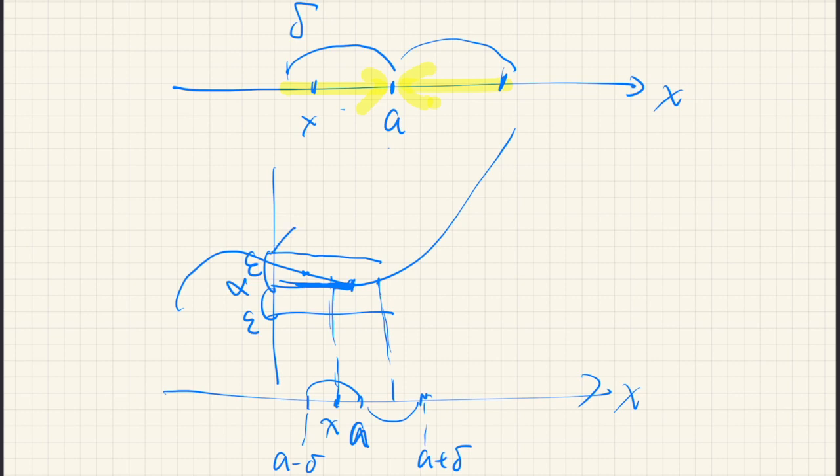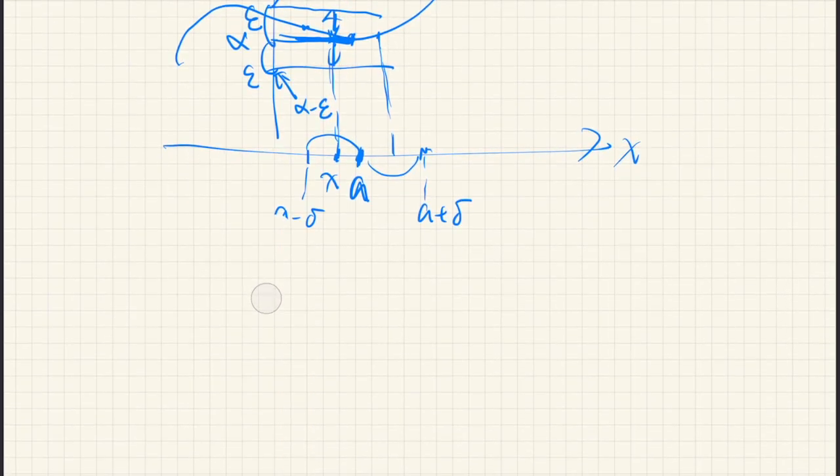Okay, so this is alpha plus epsilon, this is alpha minus epsilon. So as long as x is closer than a minus delta or a plus delta to a, the difference between alpha and the value of the function is less than epsilon. So that was the definition. And it was easy because there are only two directions, and this difference can be expressed in terms of the absolute value. So x minus a less than delta.